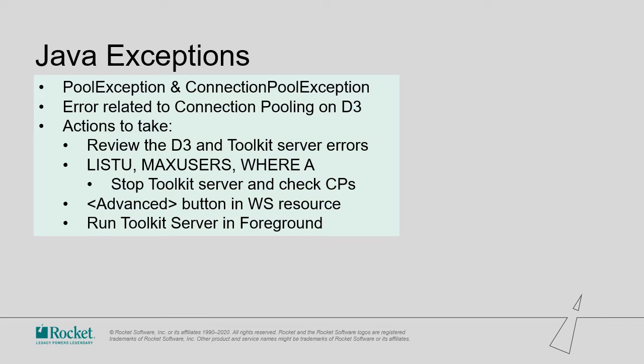Next, do listu, where a, and max users before and after stopping the Toolkit server. See if the connection pool usage in max users changed or any Toolkit user pibs disappeared from listu when you stopped the Toolkit server. You can also use the IDE to edit a web service resource and click the Advanced button to see how the pool is defined. Check a few of them to make sure that they're all the same.